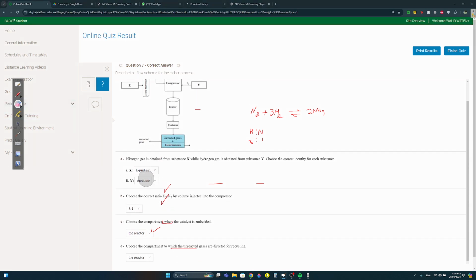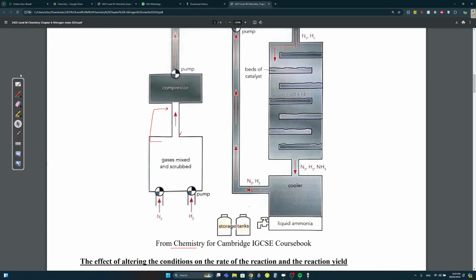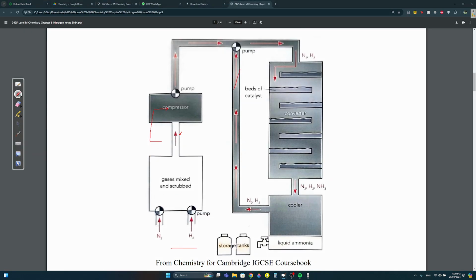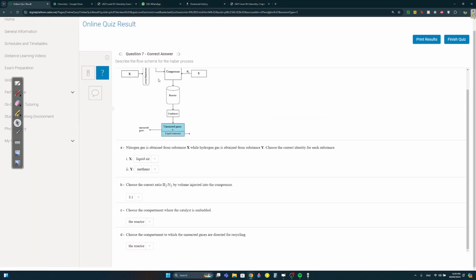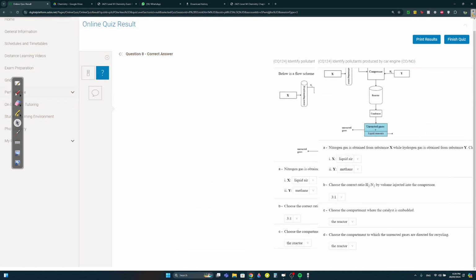Choose the compartment where the unreacted gases are directed. Like the picture we had in the notes, we finish off with unreacted gases. What happens to these unreacted gases? They get sent out, and where do they go back? To the reactor. This is a very bad drawing. I don't like it, but anyway, we know it goes back up into the reactor, like over here. They send it back up through the reactor, right? So the unreacted gases go back to the reactor, obviously, because we want them to react again.